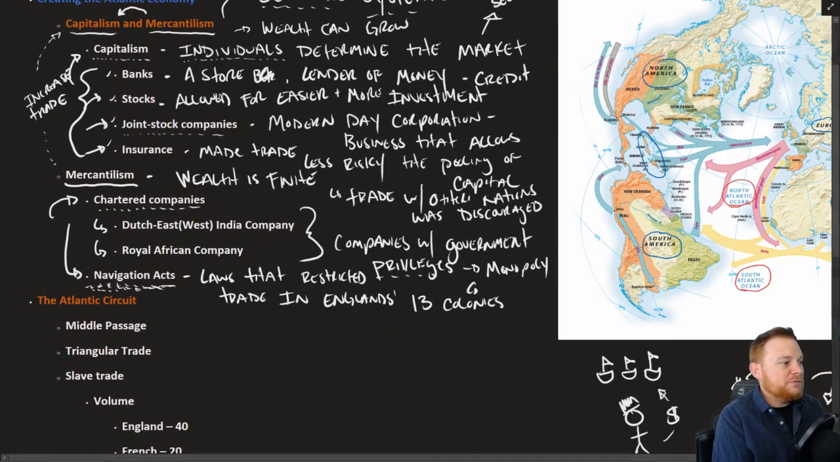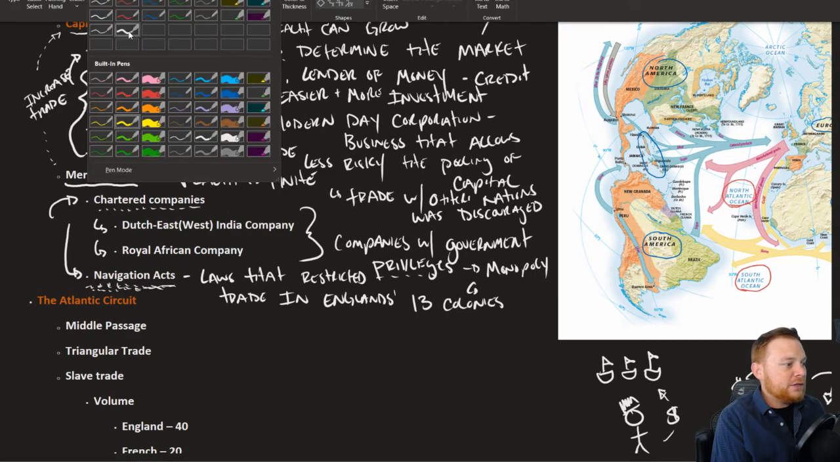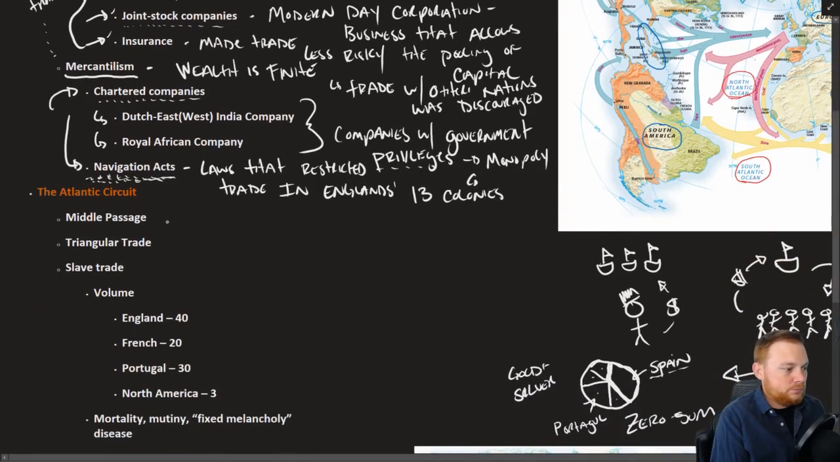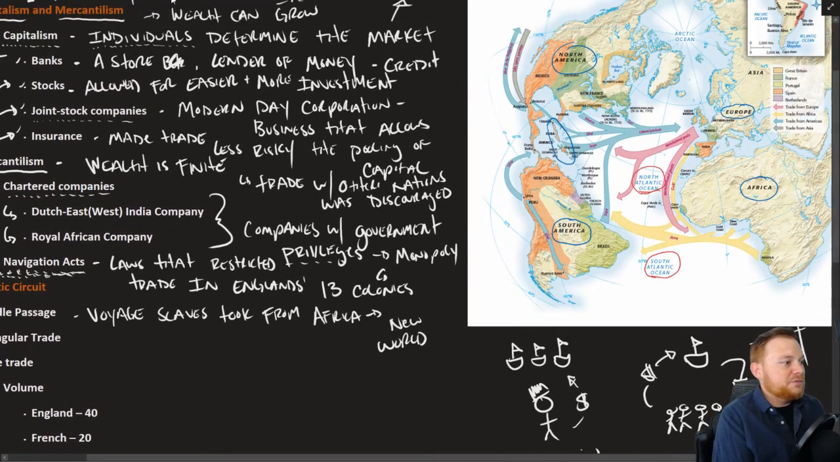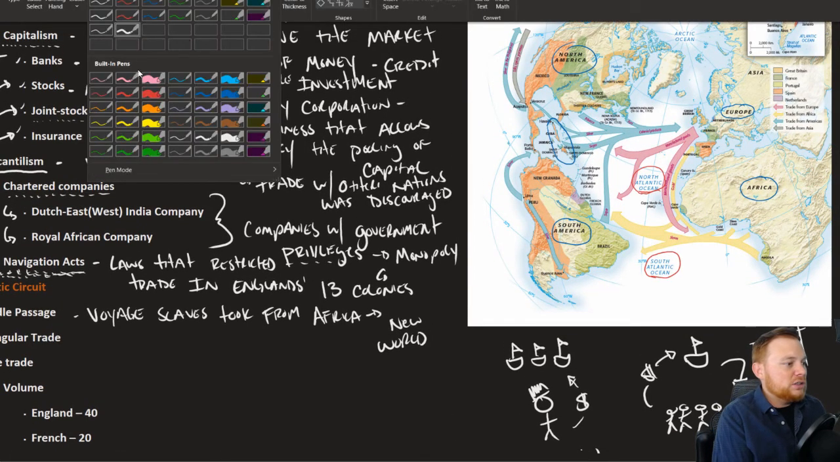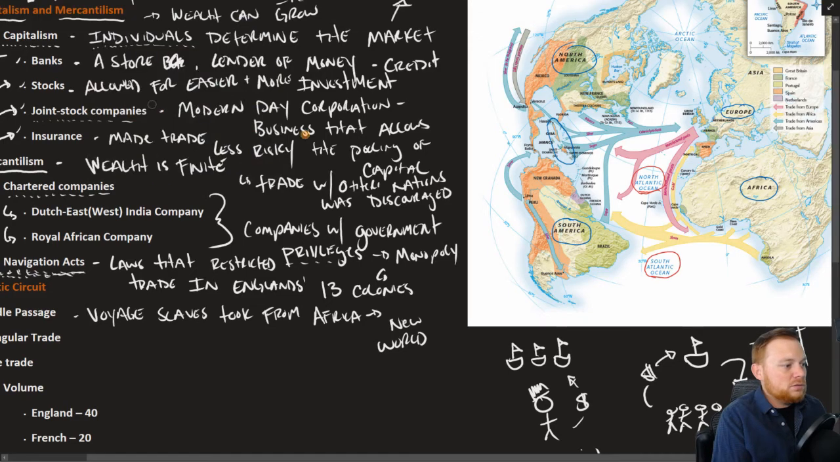A couple of terms that we want to be familiar with: Middle Passage. The Middle Passage was the voyage slaves took from Africa to the New World. So if we look at our map, the Middle Passage would be indicated essentially by some of the yellow, especially these two parts here. Maybe I'll get orange here, right? So this, slaves going to Brazil, slaves going to the Caribbean. That would include what the Middle Passage is.